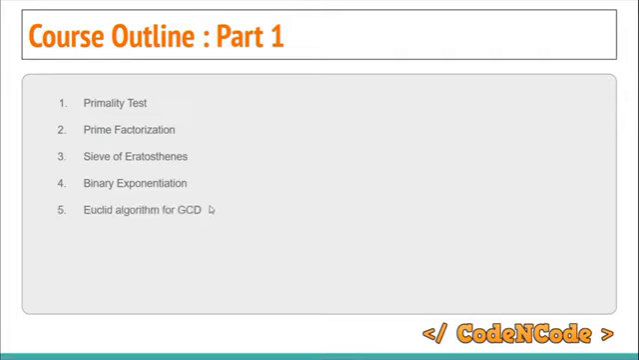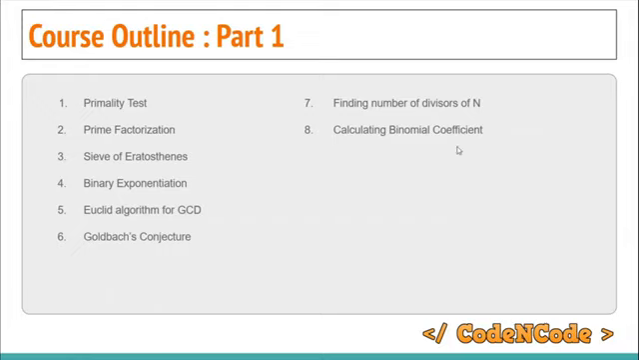After that we would be studying Euclid algorithm for calculating GCD, and then we would be taking a look at Goldbach's conjecture, which is a very little concept, so it won't take much time. And then we would be finding the number of divisors of n. So you are given a number n, you have to find the total number of divisors of the given number n. And then we would be studying how we can calculate binomial coefficient efficiently.